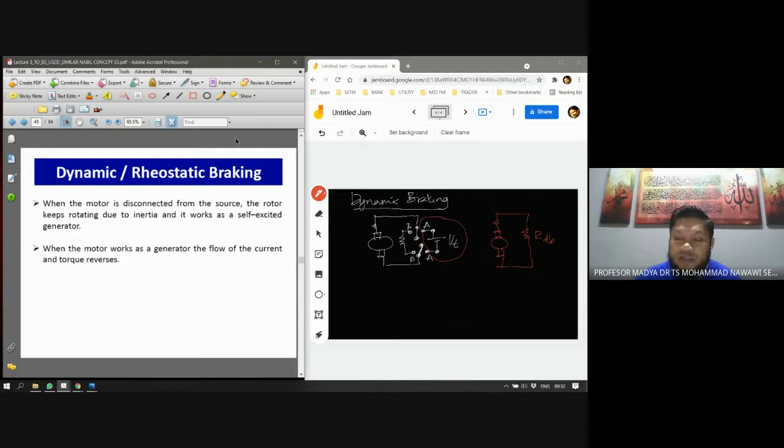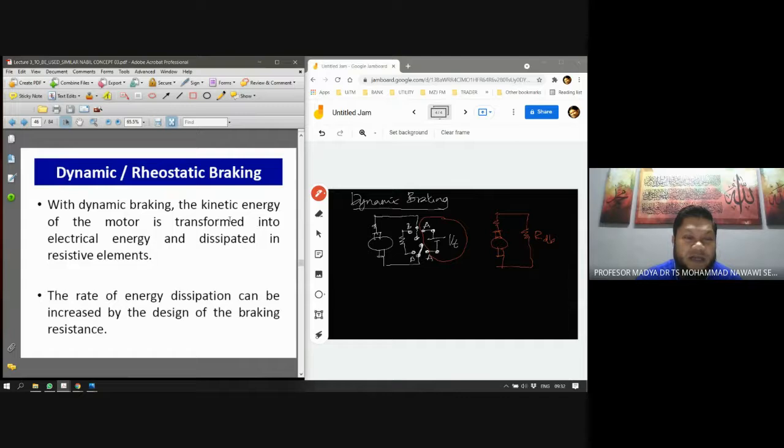So when the motor is disconnected from the source, the rotor keeps rotating due to inertia and it works as a self-excited generator. So when the motor works as a generator, the flow of the current and torque reverses again. When it works as a generator, the torque, of course, reverses as well as the current.